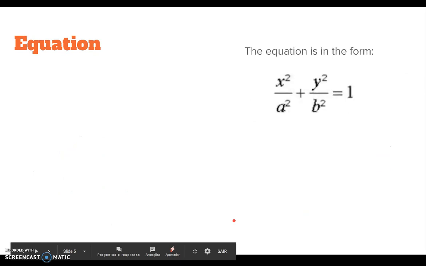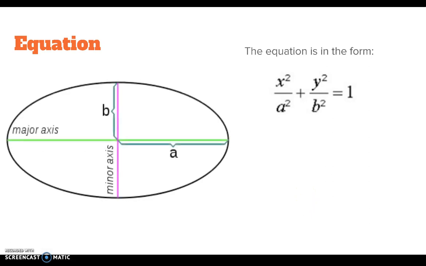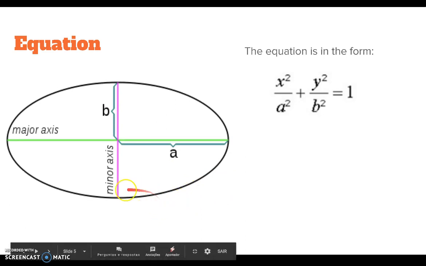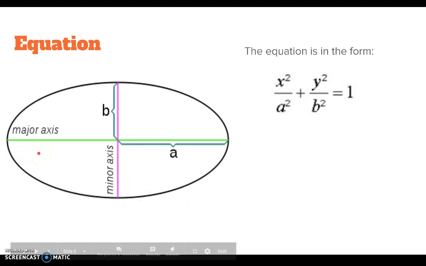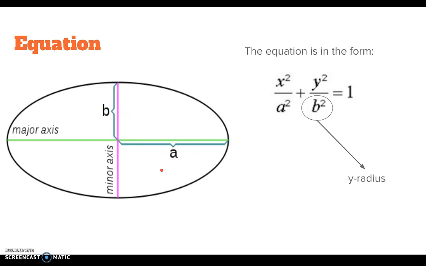Now the equation. The equation is in the form x squared over a squared plus y squared over b squared equals 1. So let's use the example. In this example, the major axis is drawn on the x-axis, and the minor axis is drawn on the y-axis. So in the equation there's going to be the variable b and variable a. Variable b is always going to be the y radius. So here, in this case, it has the minor axis because it has the smaller length.